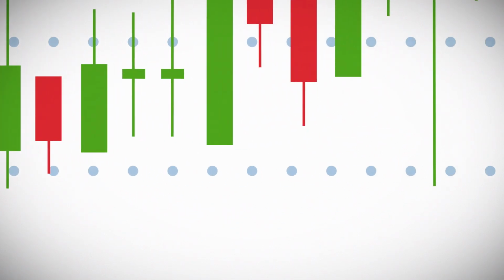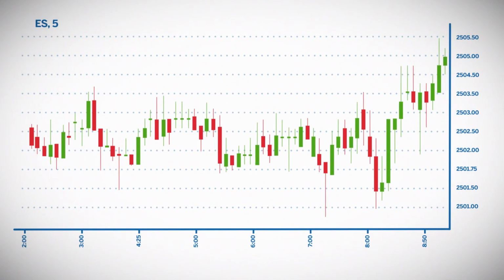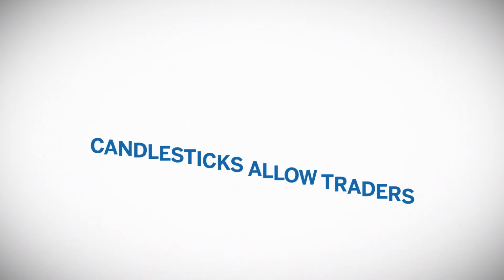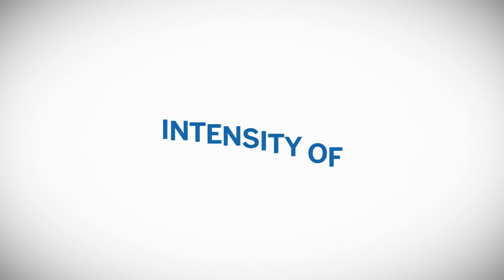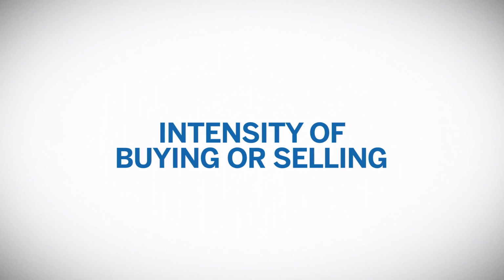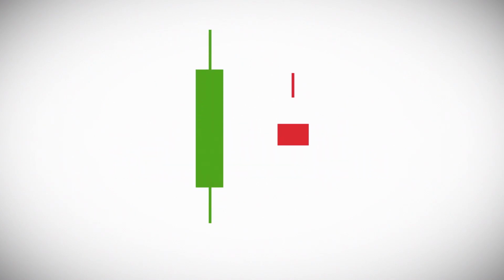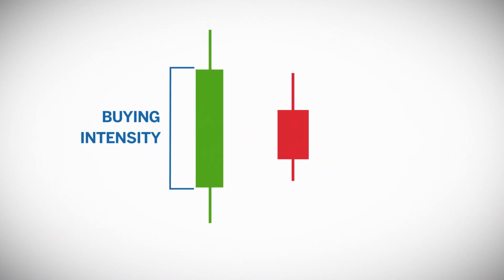For example, in this 5-minute chart in the ES E-mini S&P 500, the last candle is green and shows that the open of the bar is higher than the close of the last candle. Candlesticks allow traders to visualize buying and selling pressure in two ways. First, the size of the body indicates the intensity of buying or selling. The longer the body, the more price moved either up or down over the period of that candlestick.